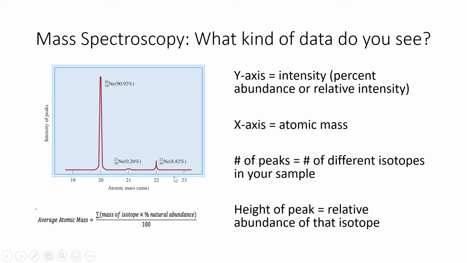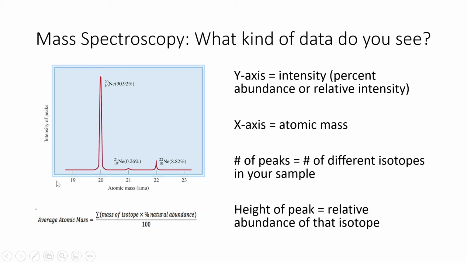So the type of data we see from a mass spec, the y-axis gives us the intensity reading, which is going to be related to the percent abundance of each of these different masses of particles. The x-axis is the atomic mass, and the number of peaks will represent the different isotopes in your sample. So like in this example, we're looking at neon. It looks like there are 3 different versions of neon that each have different masses. So some have a mass of 20, some have a mass of 21, some have a mass of 22.